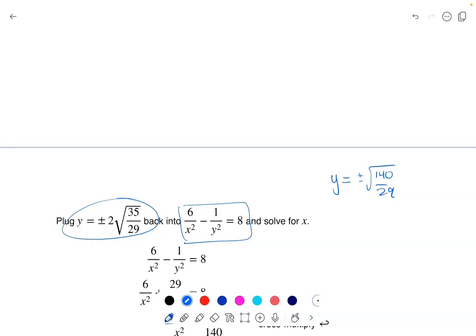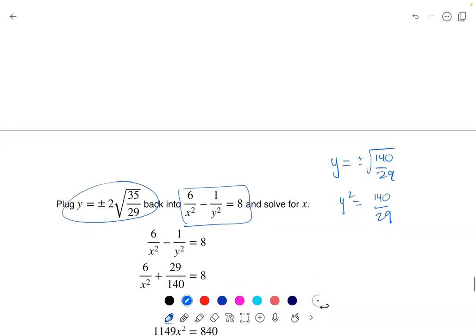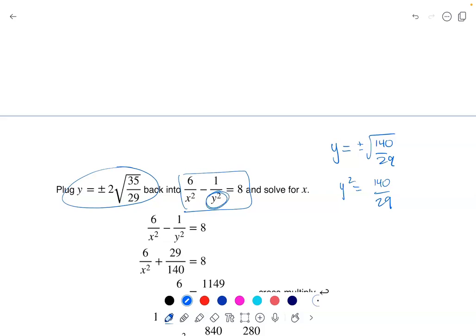So I'm going to plug in y squared. And again, if I want to do y squared, that would be 140 over 29. So if I'm going to plug that in for y squared here, and it happens to be on the denominator, 1 over y squared, if I want to think about 1 over y squared, that would be the reciprocal, 29 over 140, and that's where you see me coming up with that number.